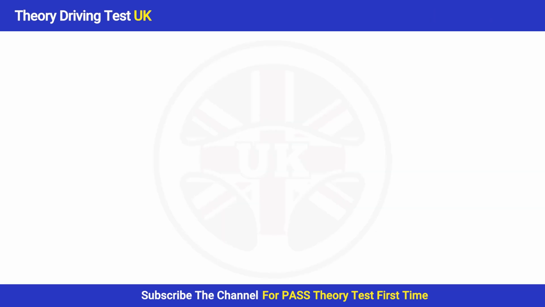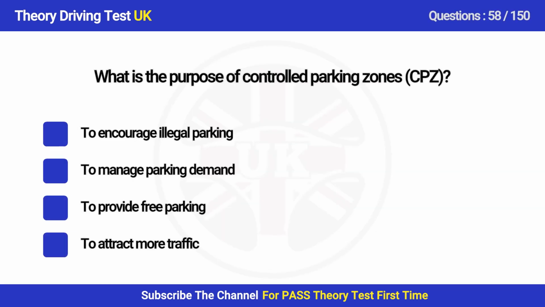Question 58. What is the purpose of controlled parking zones? A. To encourage illegal parking. B. To manage parking demand. C. To provide free parking. D. To attract more traffic.